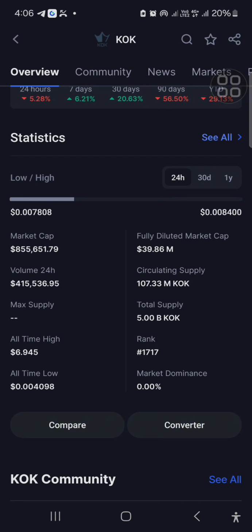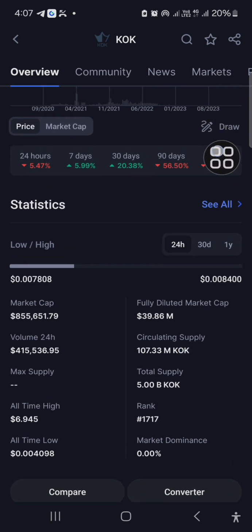Also, you can check its ranking on CoinMarketCap. CoinMarketCap is this app that I'm on right now that is showing you every single thing about different coins. All right, so check the ranking. This one ranks at 1717. That is also good, right? Then you can check where the coin is buying and selling.